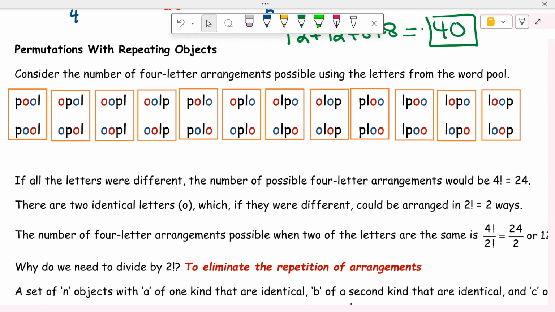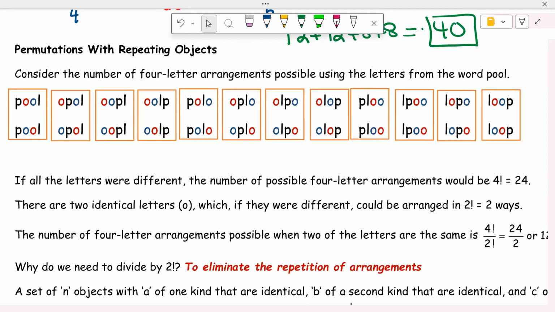With those two O's, if I flip them, is it the same arrangement? Yes. And if I keep flipping and moving those O's, you end up getting repetition of the same arrangement. So what we have to do is divide it out, and it's just a quick division. If there's two O's that repeat, you do your question like normal. Pretend everything's different. Every single question, I pretend at the beginning that every letter's different, and then I deal with it at the end. If you try to deal with it within the question, it gets way too confusing. So just deal with it at the end, and this is all you have to do.